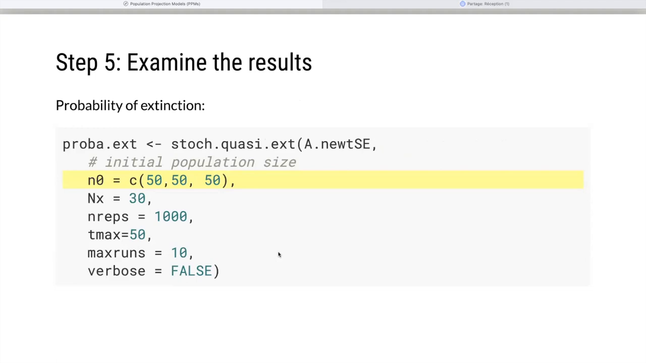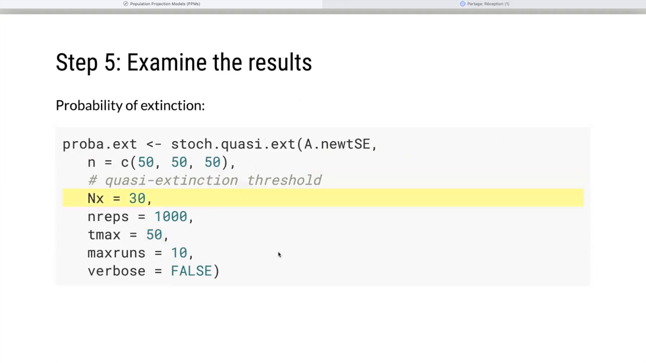So using an initial population size of 50 individuals in each age class, and the quasi-extinction threshold, in the case of the newts we used 30, but we could use whatever value makes more sense. So that's very population specific. And if you don't want to use any quasi-extinction threshold, you can say that my population is extinct when it's just zero individuals left or one individual left. But we know that for the newts living in different ponds, small populations are at very high risk of extinction. So 30 is probably a good threshold.